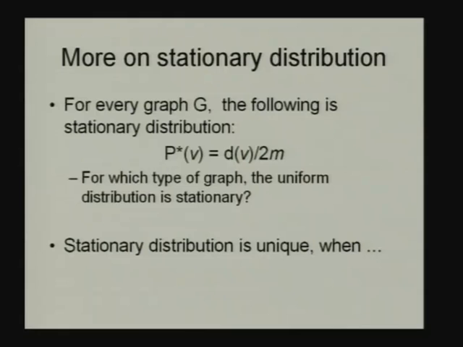I am not going to prove it, we already proved it using eigenvectors and things like that previously, right? But when? Do you remember? When will the stationary distribution be unique? When the graph is connected. So let us see why.